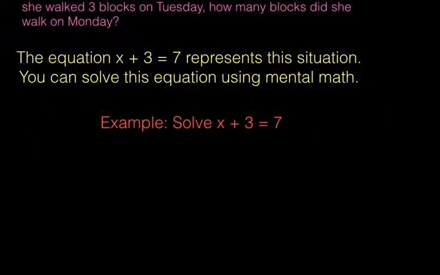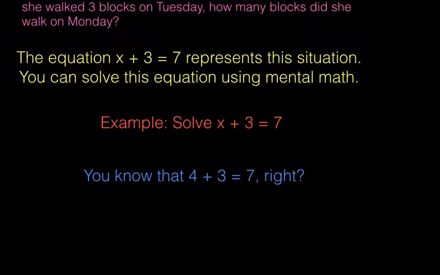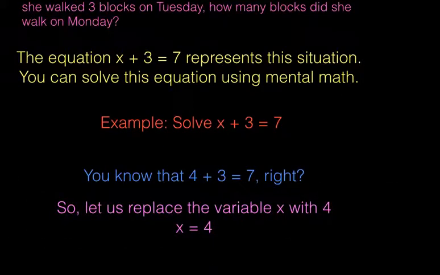So an example, if we solve x plus 3 equals 7, you know that 4 plus 3 equals 7, right? So let's just replace the variable x with 4. So x would equal 4. So we know that on Monday she walked 4 blocks.